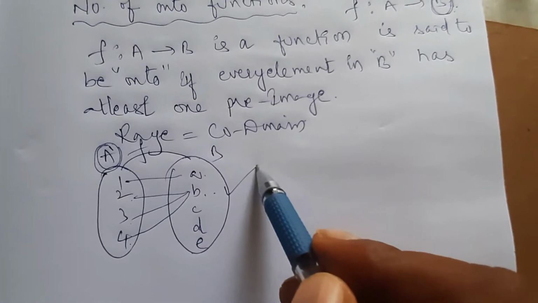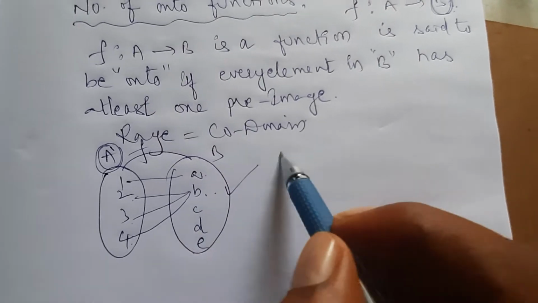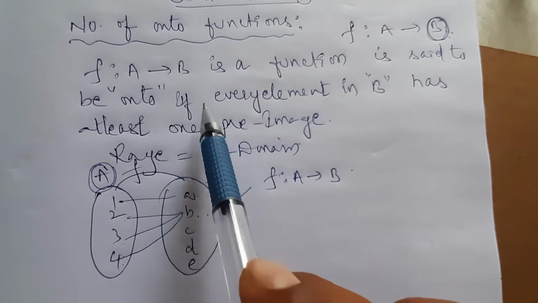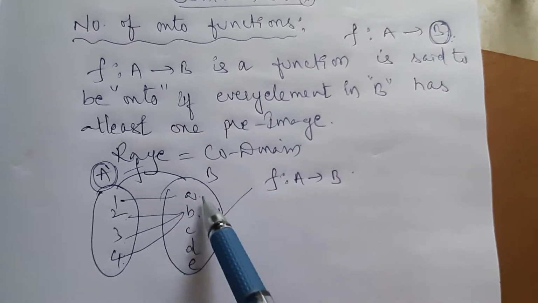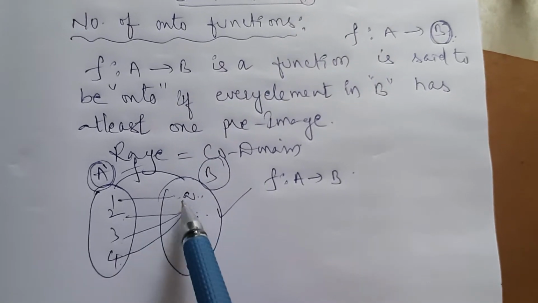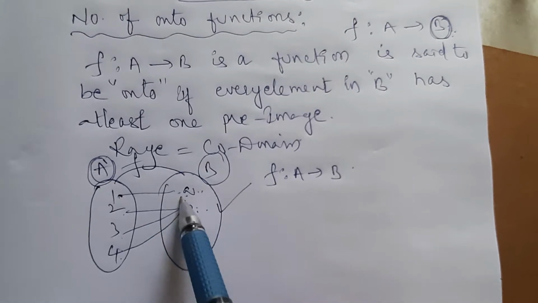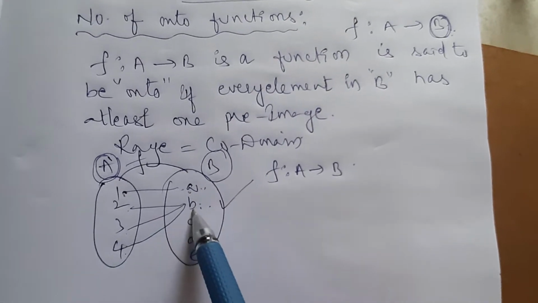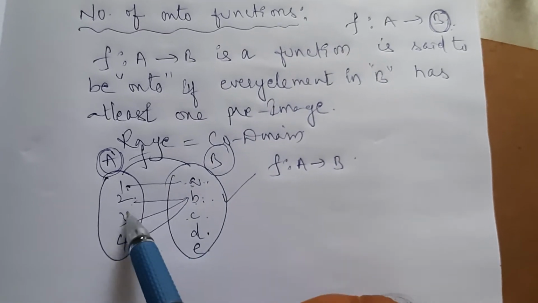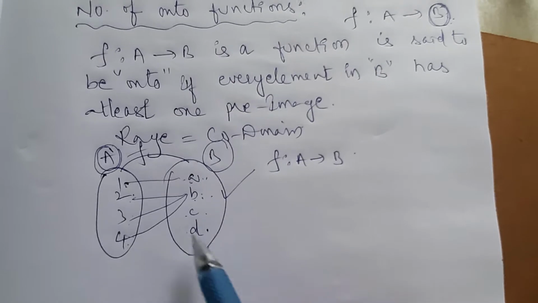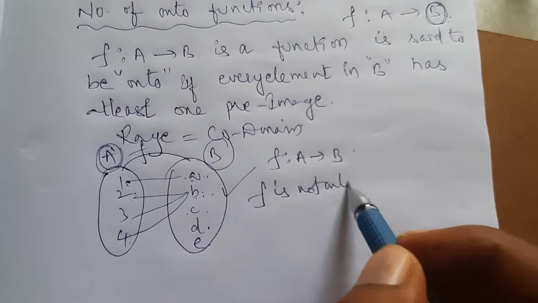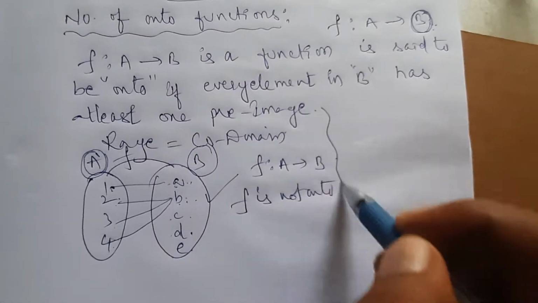But for cross checking of onto, what is the definition I gave? A function f from A to B is said to be onto if every element in the set B, that is important, every element in the set B has at least one pre-image. So for a, a pre-image exists. For b, at least one pre-image exists, here 3 exists. But c has no pre-image, d has no pre-image, e has no pre-image. So here f is not onto. Maybe you got one idea regarding onto now.